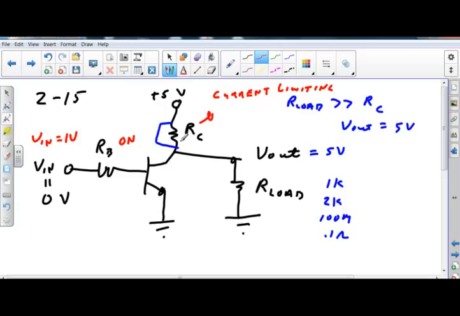So that's the reason. The reason is that RC, part of the reason there is a resistor at the collector, is to limit the current through the transistor when the transistor is on. That's part of the reason. There are other reasons for it to be there too, but that's the primary reason.